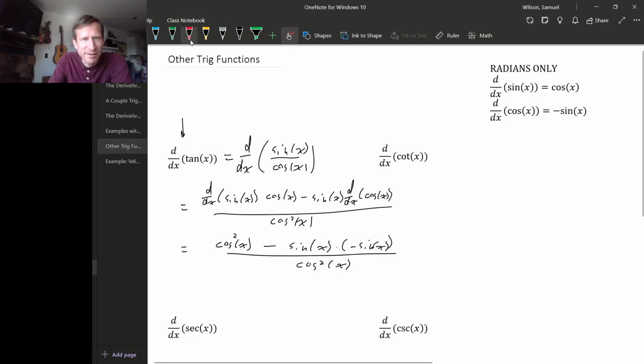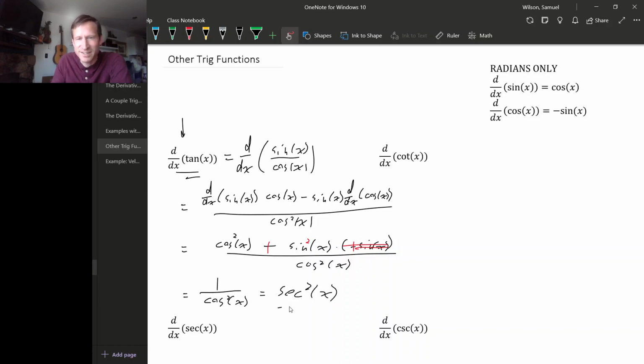Now in the numerator, well look, here's a minus and another minus, so these are pluses. And now we have sine times sine, so that's sine squared. So the numerator is cosine squared plus sine squared. Well, that's 1, according to the Pythagorean identity. So 1 over cosine squared, but that's secant squared. So the derivative of tangent is secant squared.